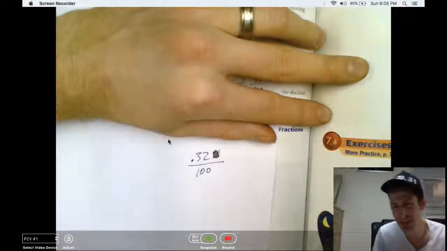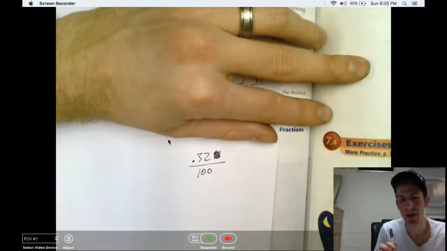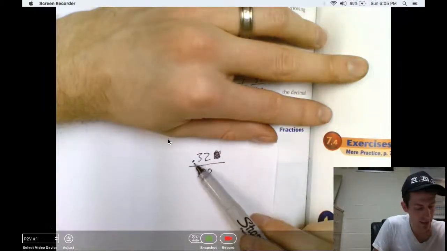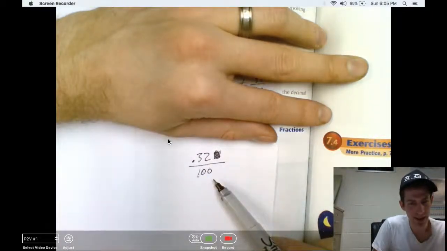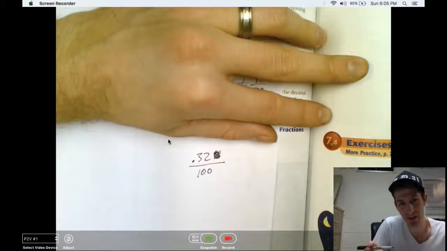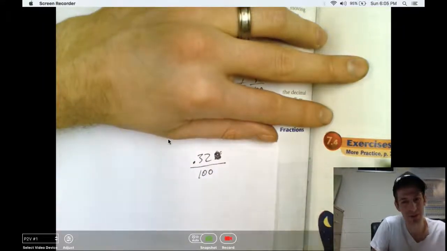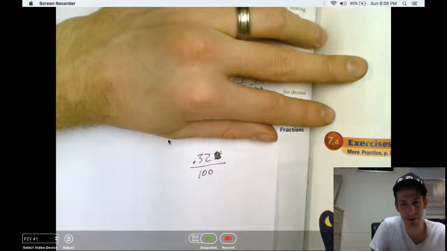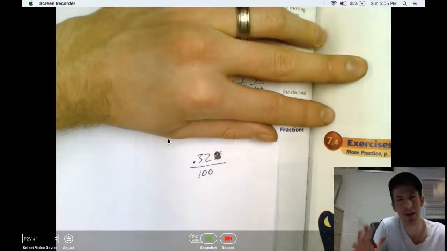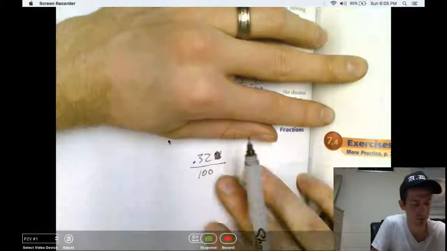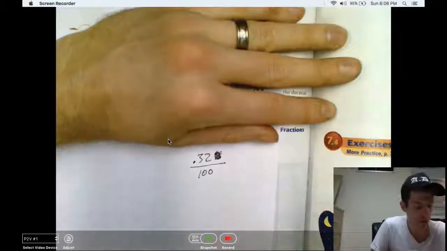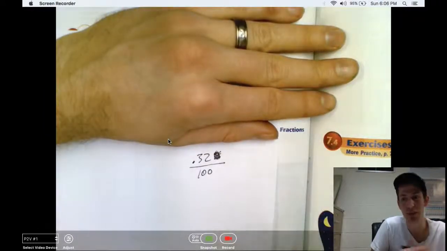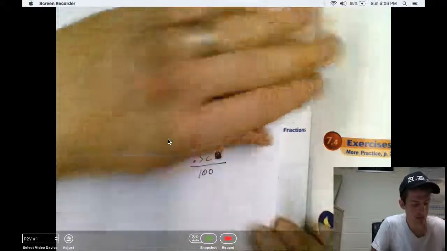Is that a fraction? No. A fraction can't have a decimal in the numerator or denominator. A ratio can. There could be 0.32 pigs out of 100 pigs that have a certain disease. When you're talking about ratios, you can use decimals in there, at least I've seen that before. But we're writing this as a fraction. You can't have a decimal in a fraction.